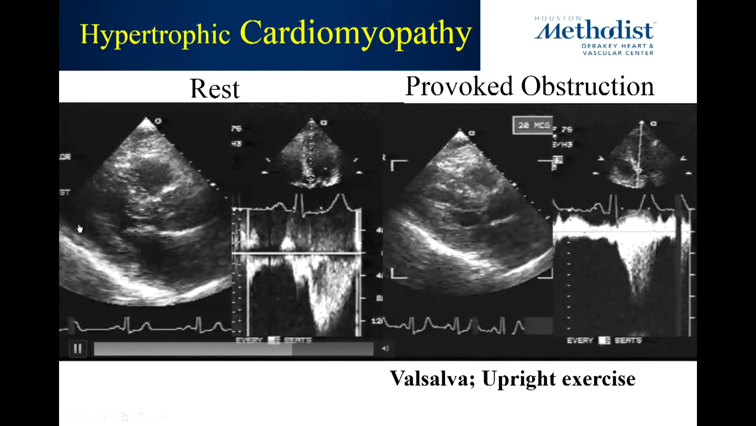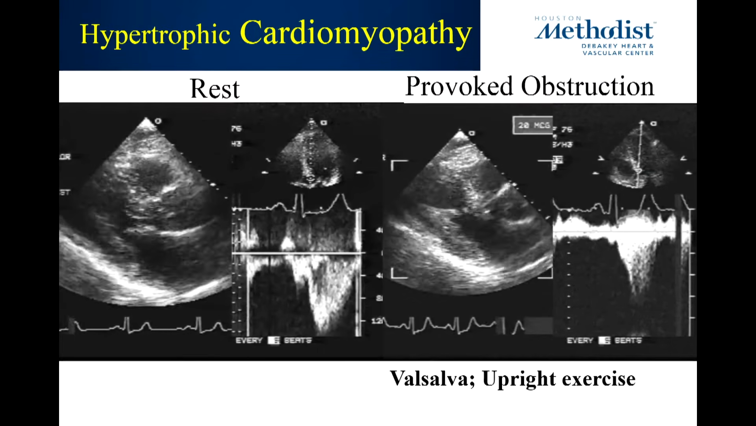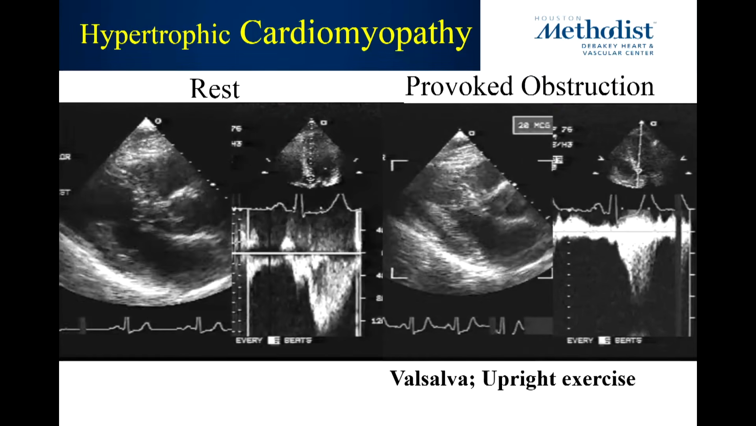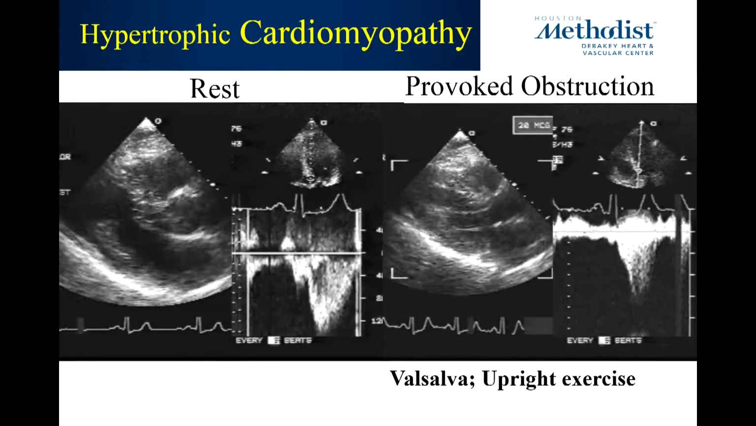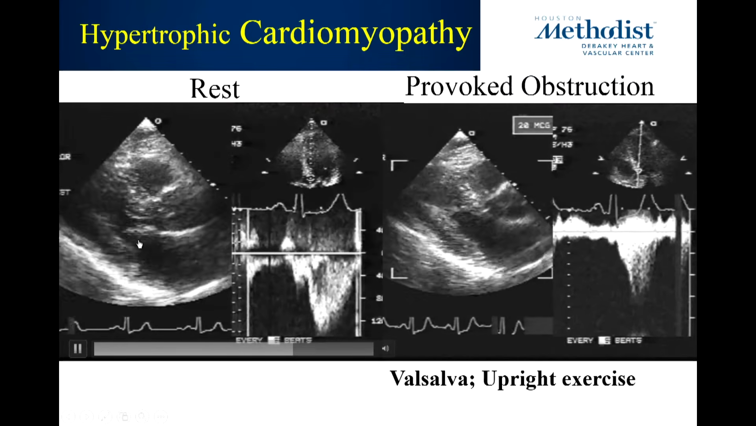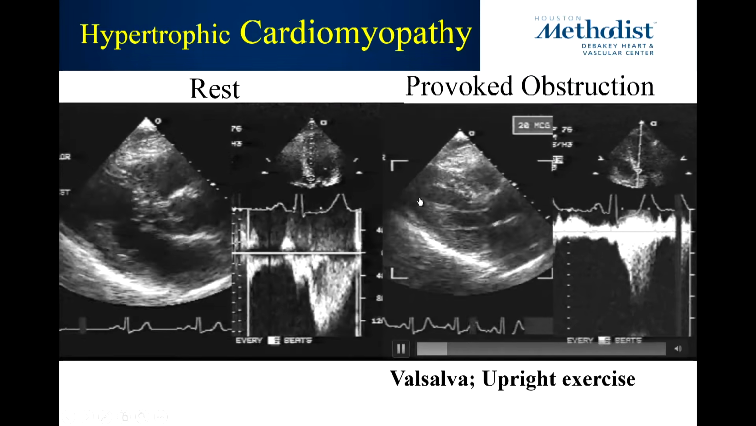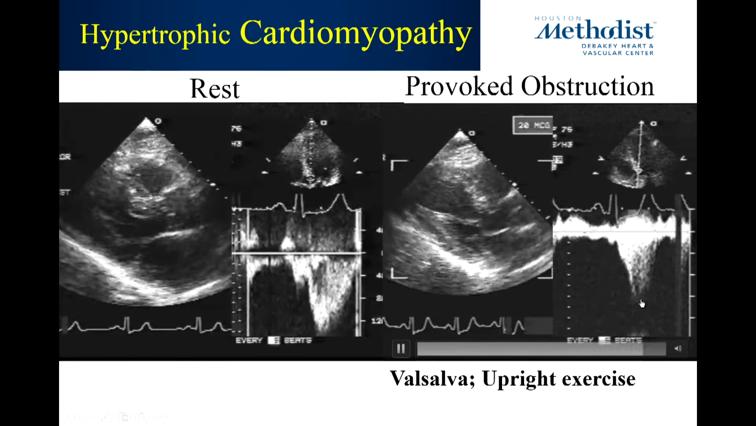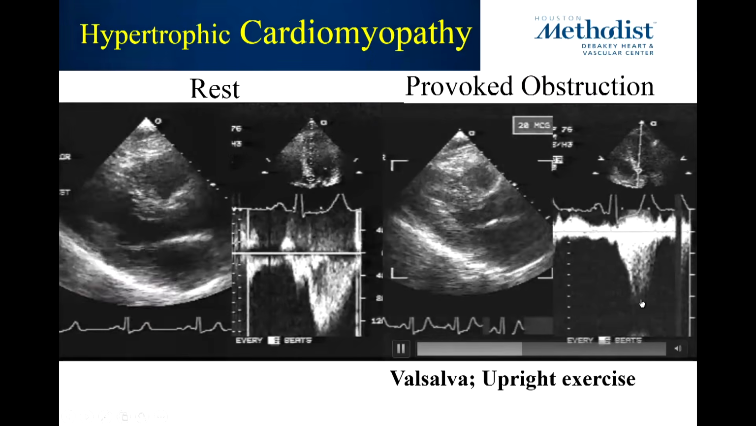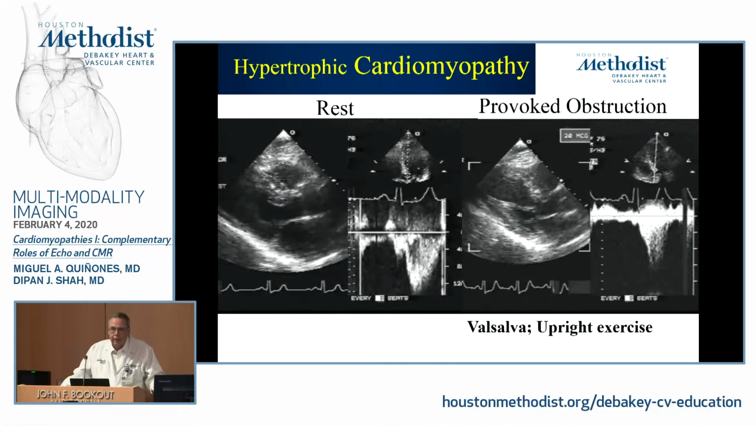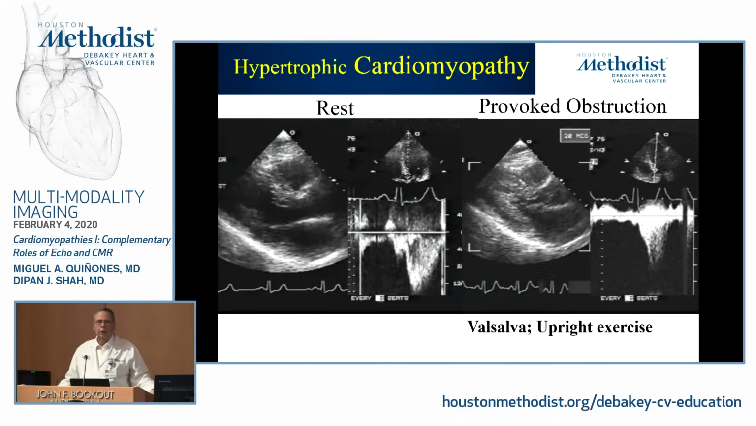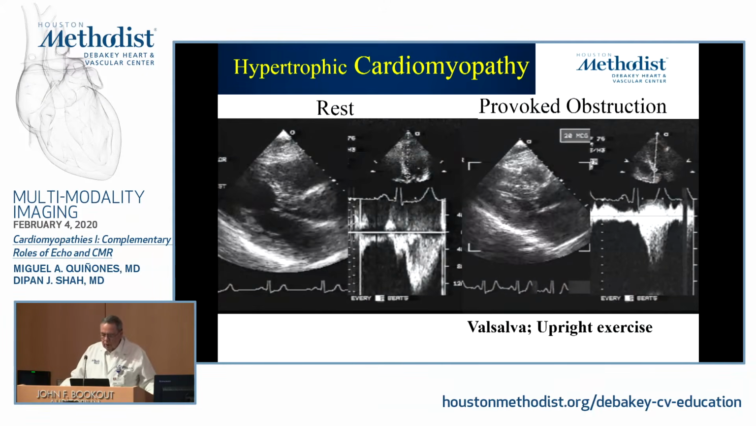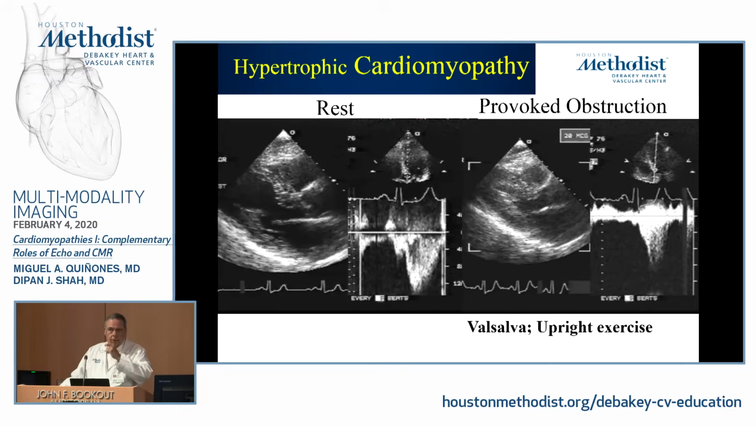This slide reminds us that the dynamic obstruction is called dynamic for a very good reason. It may be present, it may not be present, you may have to induce it. So this is somebody that basically does not have it at rest, but immediately following exercise, you can see that it's there. You can provoke it with a PVC sometimes, post-PVC. You can provoke it with Valsalva. Our sonographers have become really good at doing Valsalva and then looking for SAM and LVOT obstruction. And you can provoke it with drugs like dobutamine.